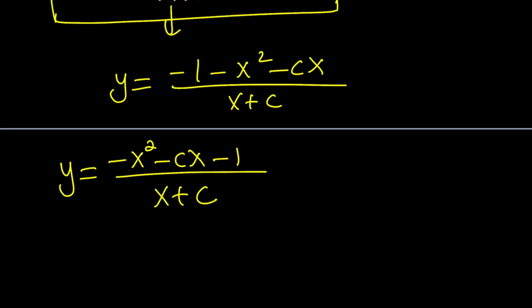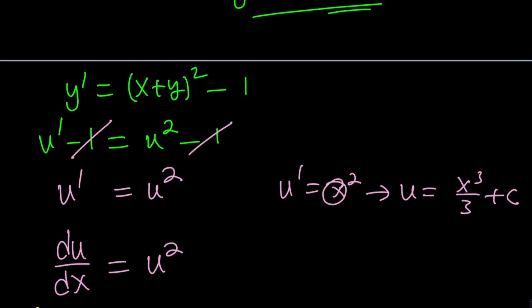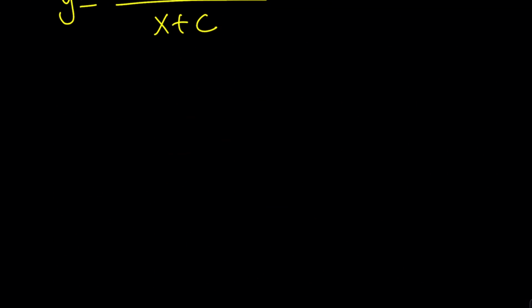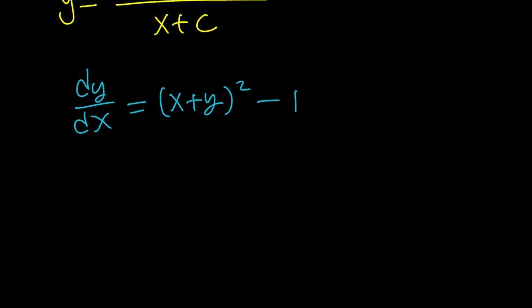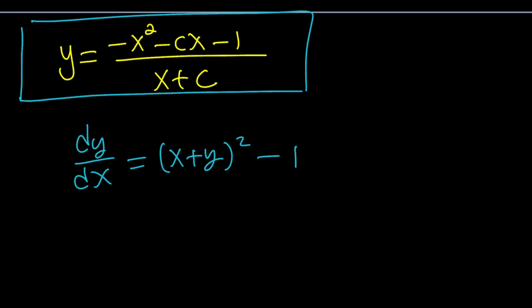x plus c. Now I want you to go back to the original problem, which was what? You remember what the original problem is? I forgot. dy over dx, okay, here we go. dy over dx equals x plus y squared minus 1. Now here's a $1 million question. Does this solution satisfy the original equation? And we can definitely find out by substitution, right?